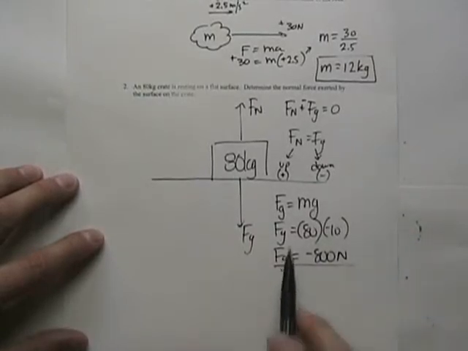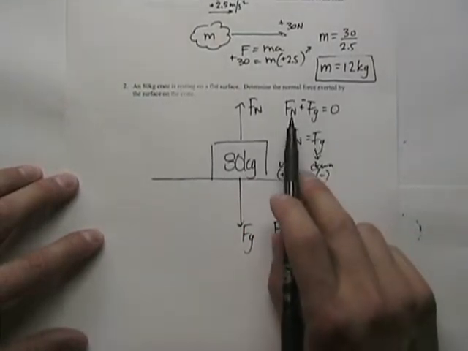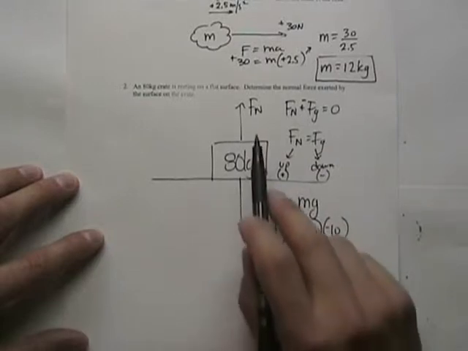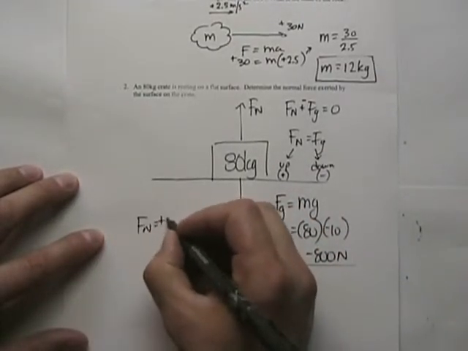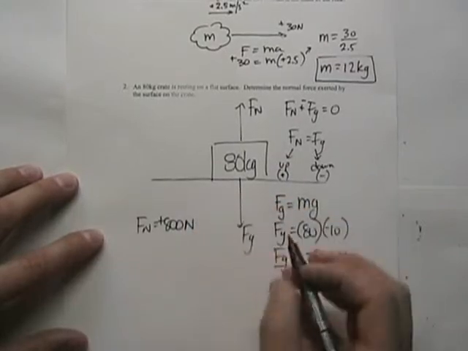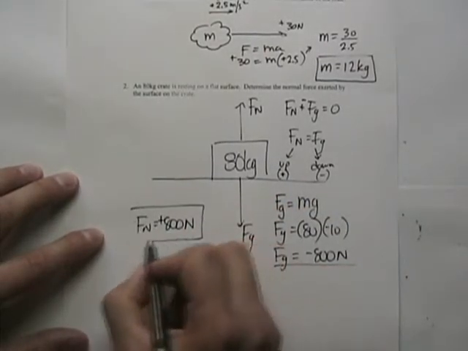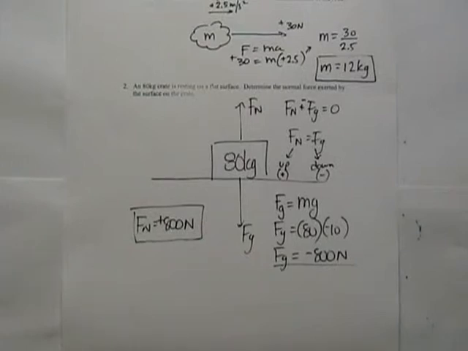But you don't want force due to gravity, you want the normal force. So it's going to be 800, but it's opposite. So normal force is going to be positive 800 newtons. Or you could put 800 newtons up. You really don't care. Okay, so there you go. Two simple F equals ma problems.